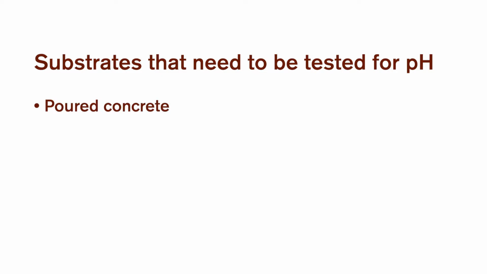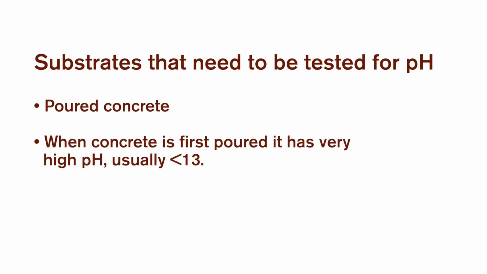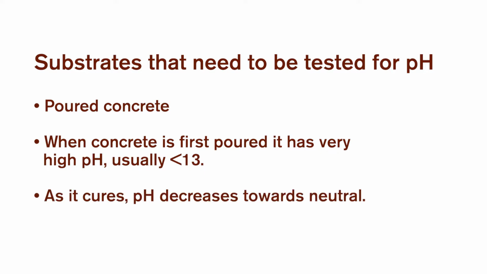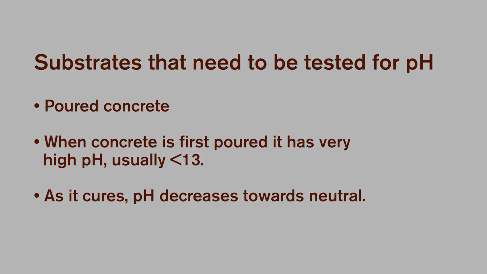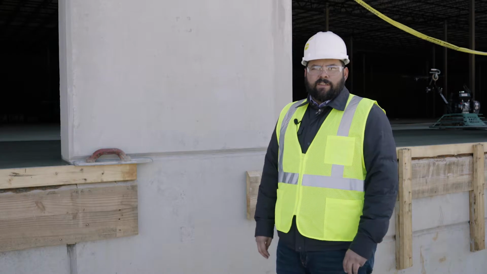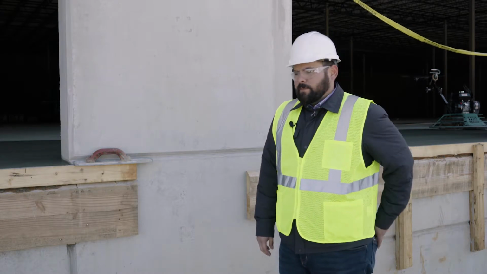Poured concrete. When concrete is first poured, it reads very high on pH, usually greater than 13, which is high alkalinity. As concrete cures, it decreases its alkalinity, which reduces its pH on the scale towards neutral. Today I'm going to show you how to test the concrete panel for a pH.